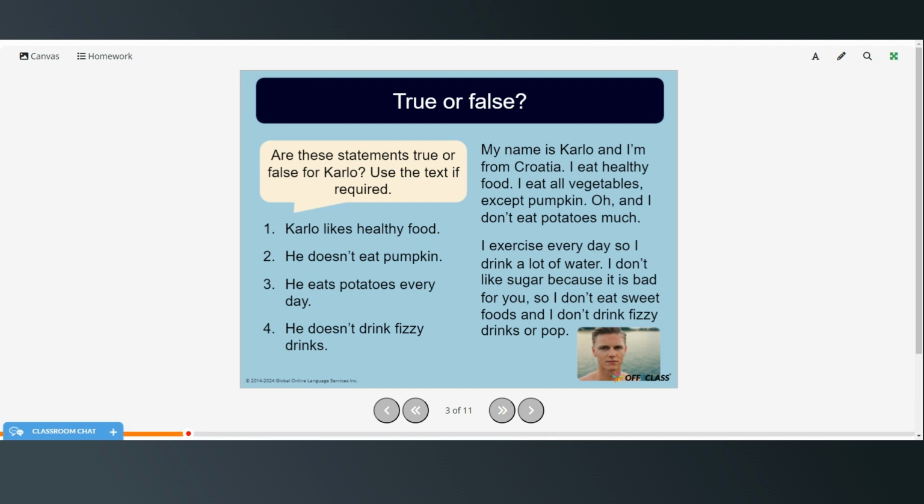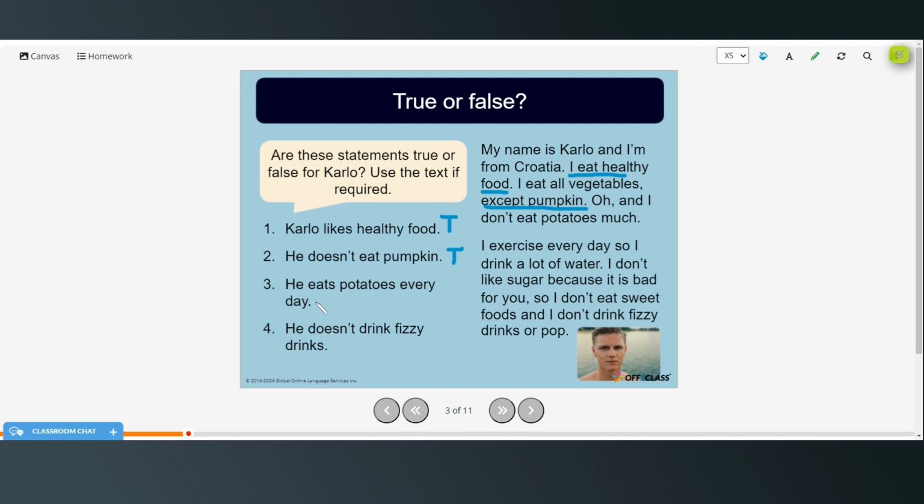All right, so let's go over the answers. Carlo likes healthy food, so that is true because we see that here. I eat healthy food. He doesn't eat pumpkin. That's true because he says I eat all vegetables except pumpkin. So except means that's the one he doesn't eat.